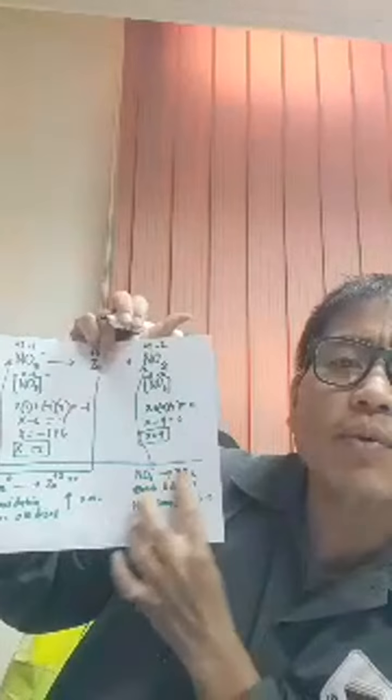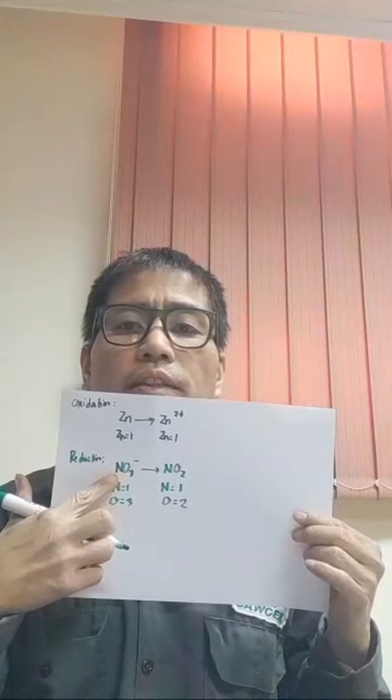Okay, and now for the reduction. So we will just transfer this equation. This is our reduction, to balance the number of atoms. NO3 negative to NO2. Nitrogen is 1, nitrogen is 1, oxygen is 3, oxygen is 2. So in the reduction from nitrate to nitrite, nitrogen is 1 here, nitrogen is 1 here, oxygen is 3 here, oxygen is 2.